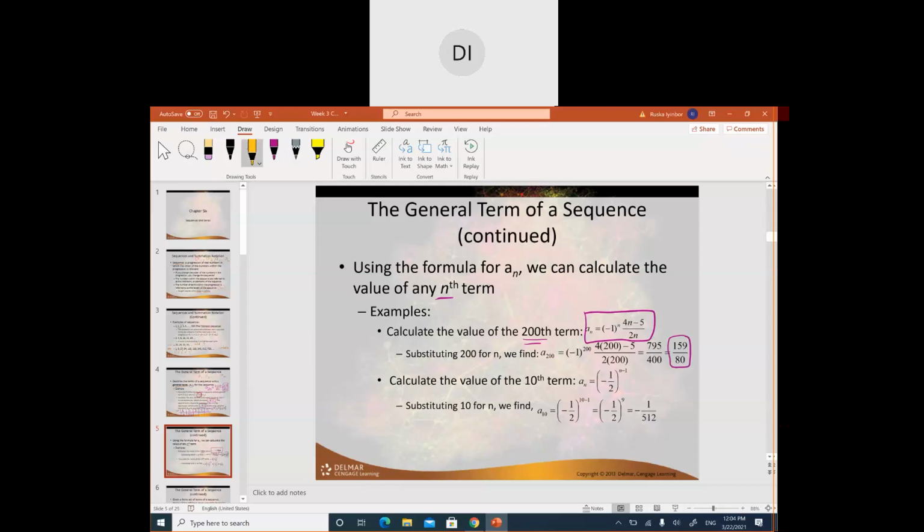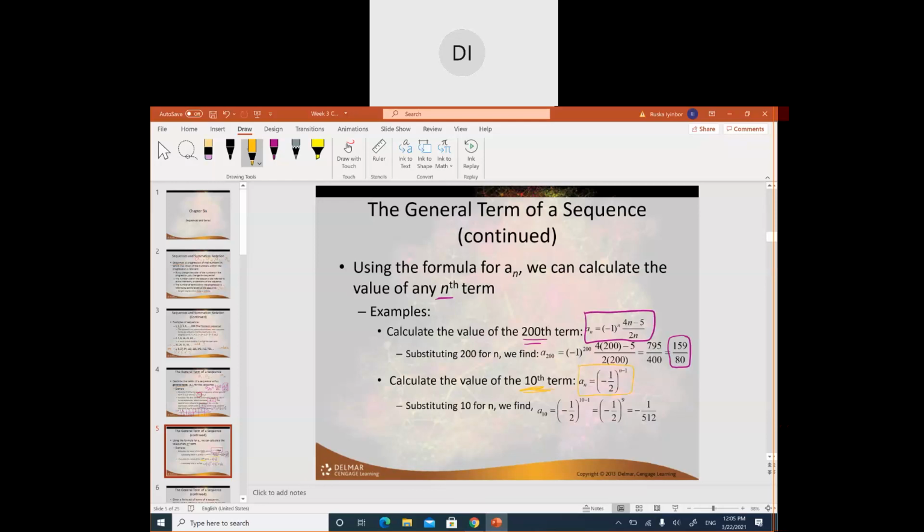Okay. The next example we have here is to calculate the value of the 10th term. So you have to find the 10th term. Now, this is my general term. This is my formula. And what you're doing, you replace n with 10. So it's going to be -1/2 with exponent 10 minus 1.